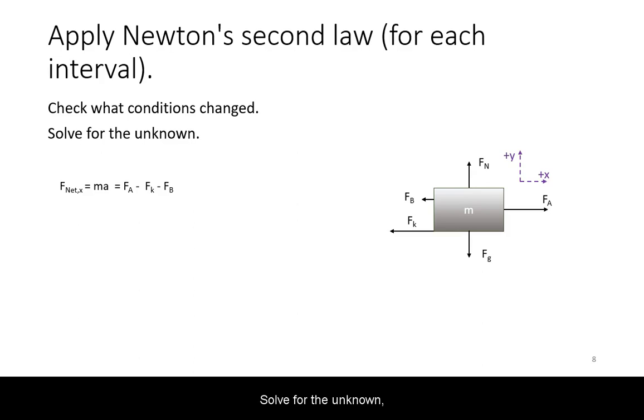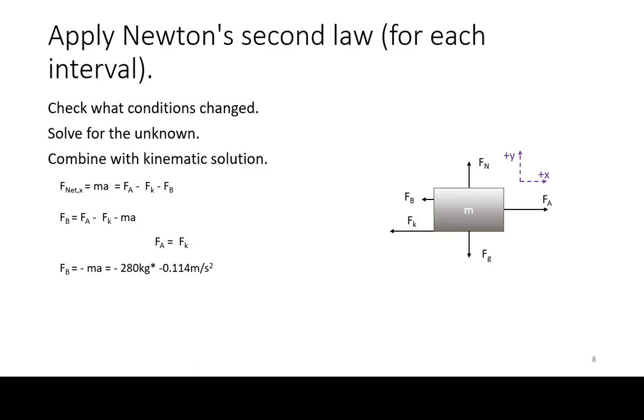Solve for the unknown, and if possible, simplify. In this case, because applied force A is equal to the friction, they cancel out. This makes plugging in easy when we combine with the kinematic solution from before.